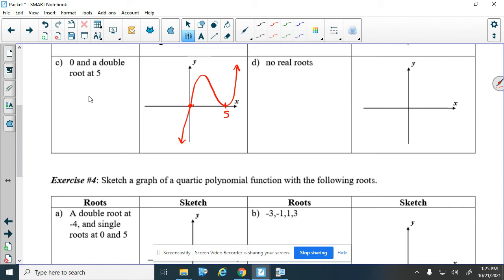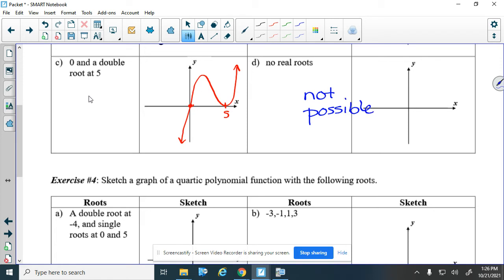The last one is no real roots. So in class, I make you struggle with this a little bit more. But here, if you think about it, if one arrow has to go down and one arrow has to go up, unless there's a way to break my graph in the middle and not have it go through the middle, there's no way to draw a cubic graph with no real roots or 3 imaginary roots. So not possible for this one.